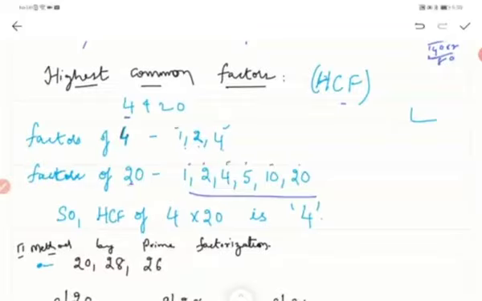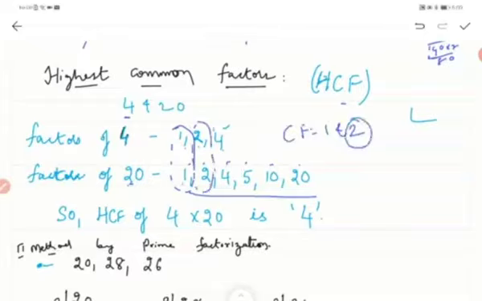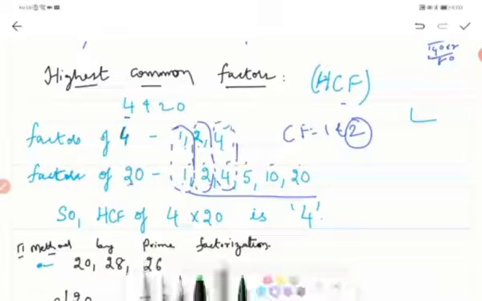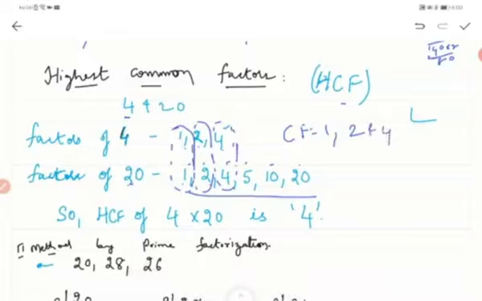So out of these, what are the common numbers, your common factors? It is 1 and 2. So your common factors are 1 and 2. Out of this 1 and 2, which is the highest common factor? It is 2, isn't it? Okay, sorry, you have 4 also here. So your common factors are 1, 2 and 4. Out of these 3 common factors, 4 is the highest or greatest, isn't it?